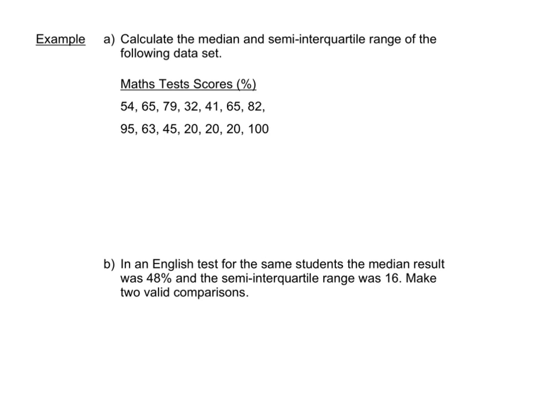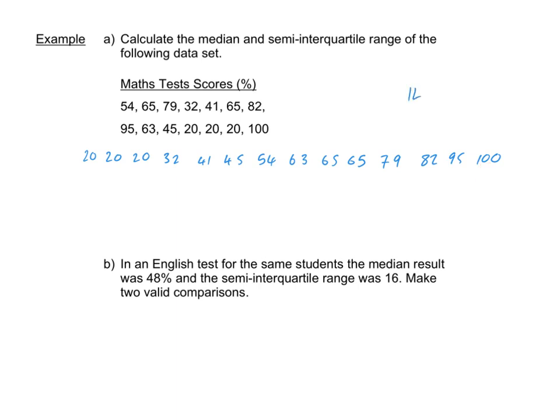So the data in order here should be 20, 20, 20, 32, 41, 45, 54, 63, 65, another 65, 79, 82, 95 and 100. If I want to find the quartiles, I need to know how many pieces of data I have here. So 1, 2, 3, 4, 5, 6, 7, 8, 9, 10, 11, 12, 13, 14 pieces of data.